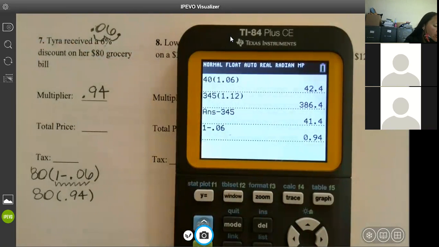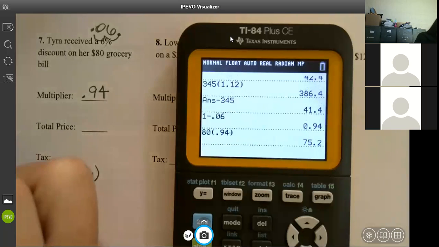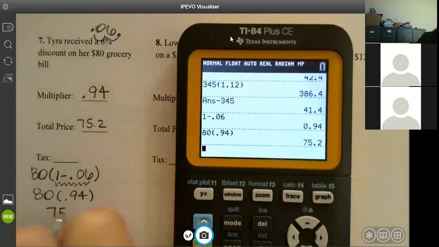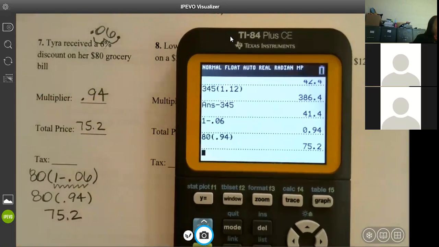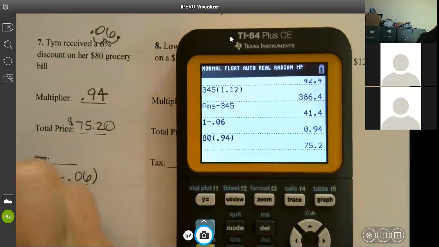All right, so then our total price is 80 times 0.94, which is 75.2. So $75.20. So this should say discount.